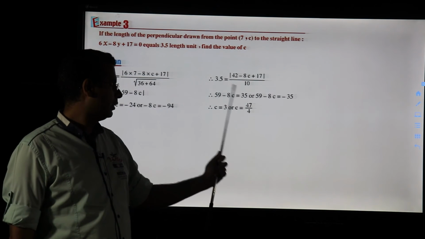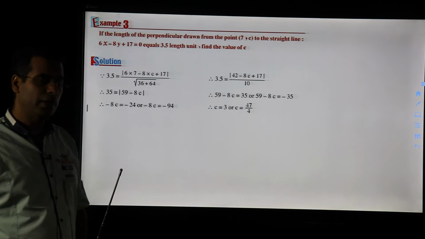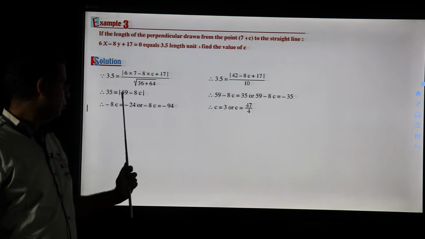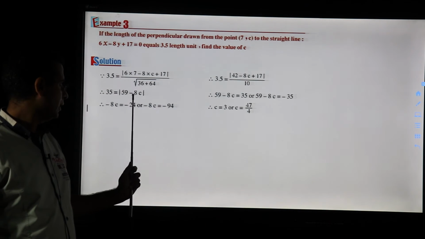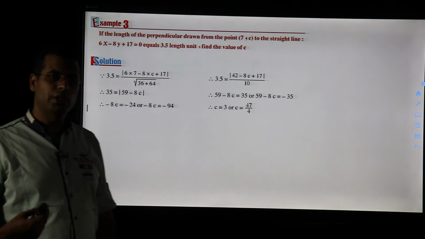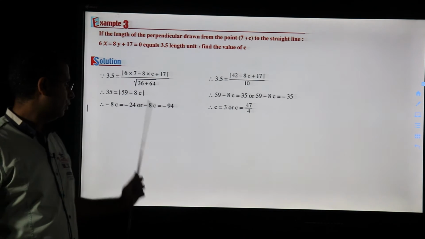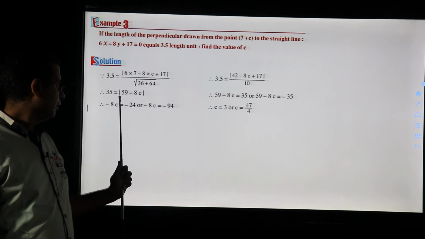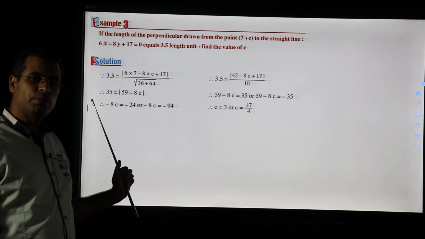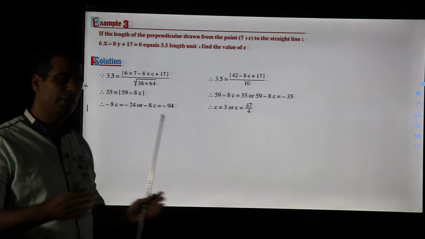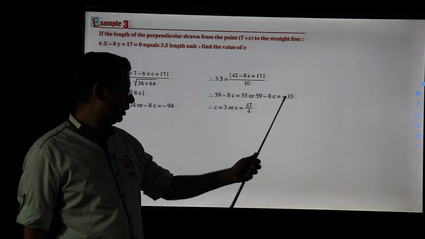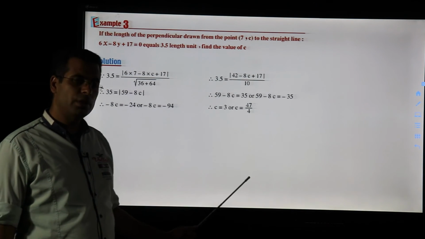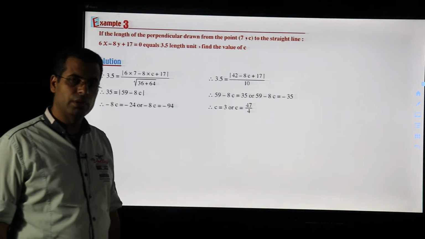Okay? Of course 10 times 3.5 gives me 35, therefore the absolute value of 42 plus 17, which is 59, minus 8c equals 35. As we studied before, we want to remove the absolute value and put positive or negative 35. Therefore, 59 minus 8c equals positive or negative 35, and we separate them: one case positive, one case negative. So we have two solutions: c equals 3 or c equals 47/4.